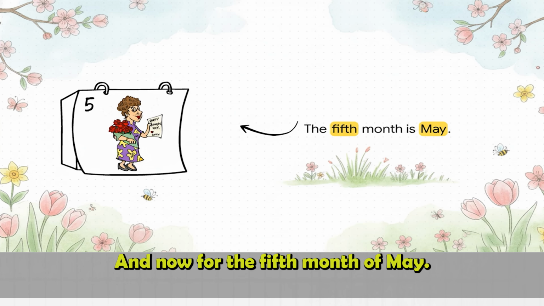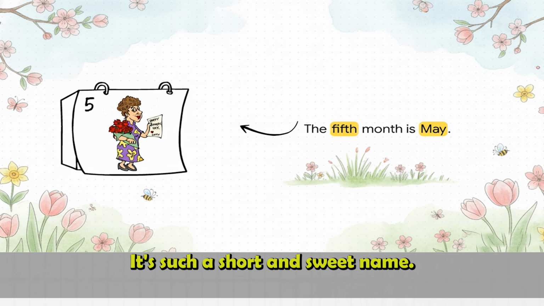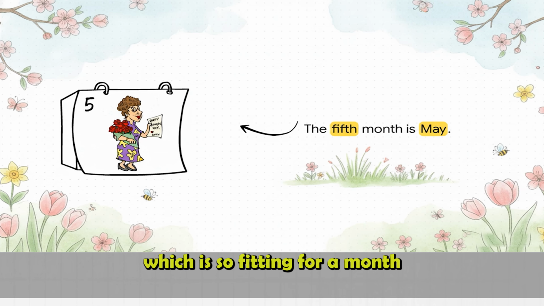And now for the fifth month, May. It's such a short and sweet name, and it was named for the Greek goddess Maya. She was associated with fertility and growth, which is so fitting for a month when spring is really in full swing and everything is just bursting with life.